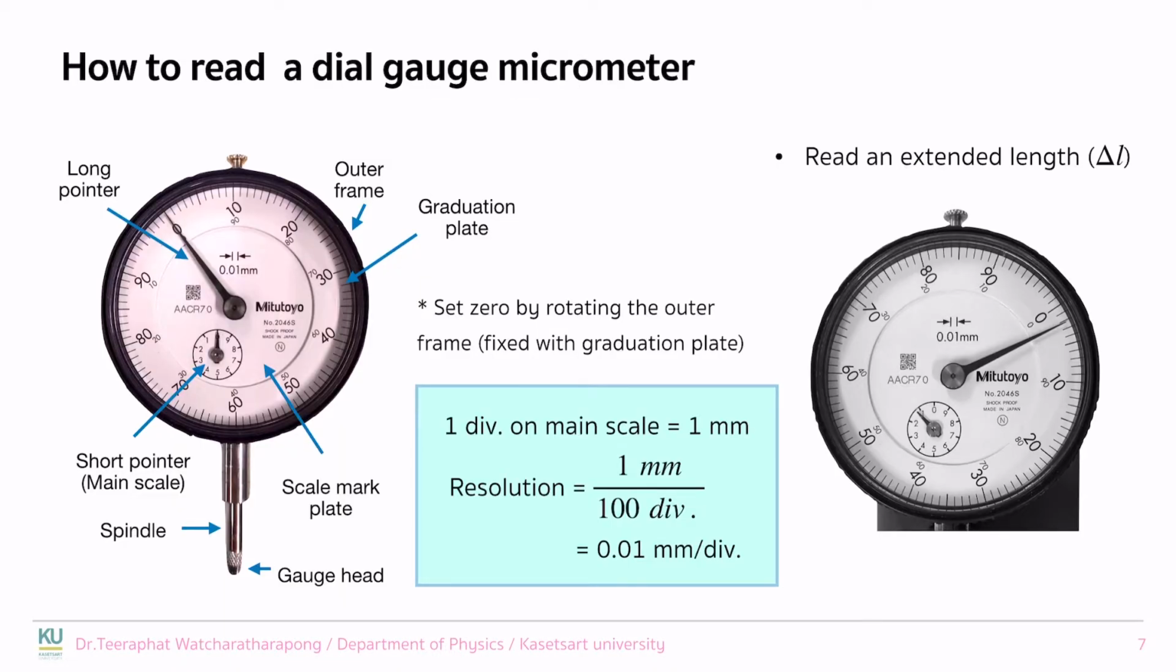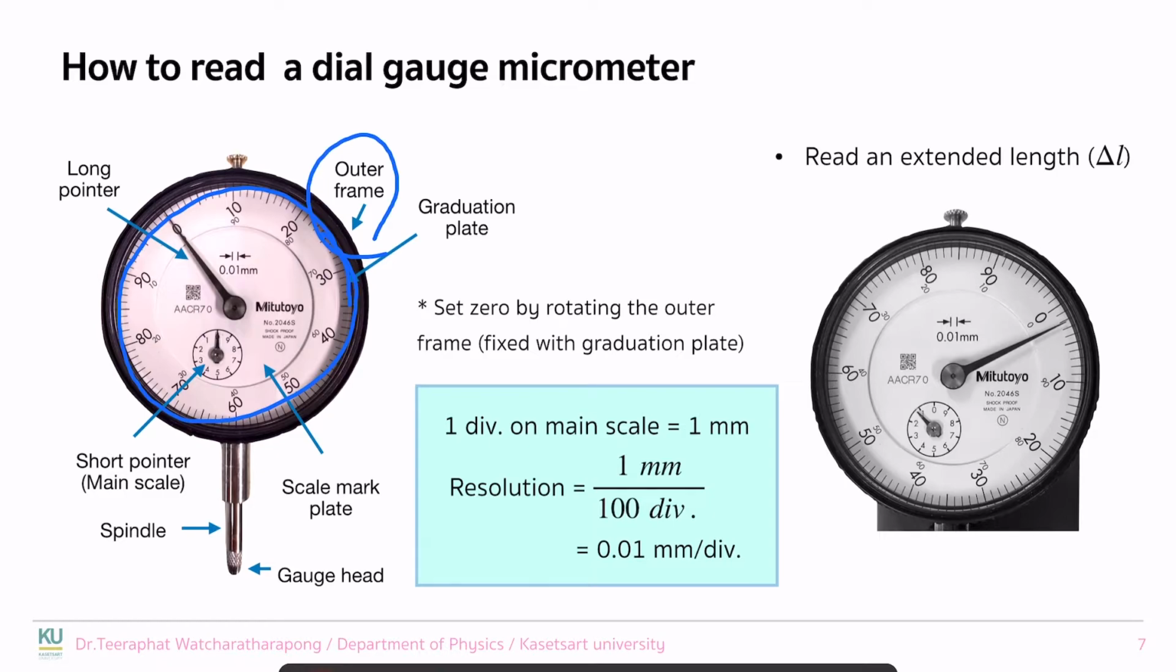Okay, so next, let's talk about a dial gauge micrometer. Even though you may know how to read the value from a dial gauge, let me go over those procedures one more time. A dial gauge consists of 2 types of scales. The first one is the main scale, as you can see here, located near the center. And the other type of scale is the dial scale, which is fixed with the outer frame. This one, the outer one, is connected to the outer frame.